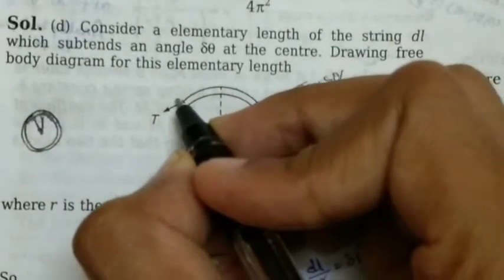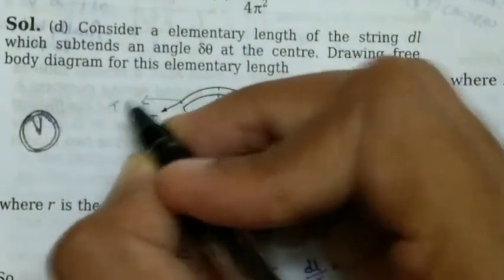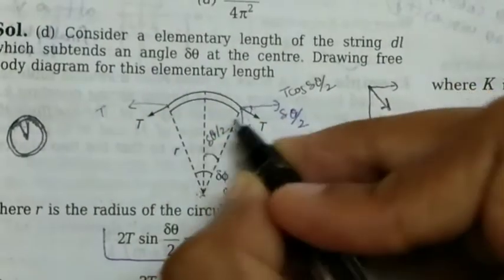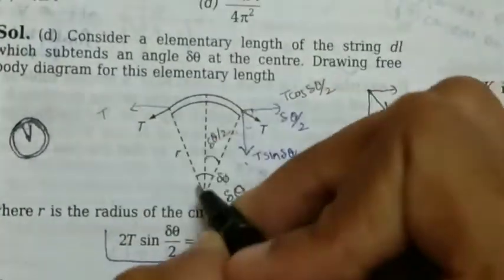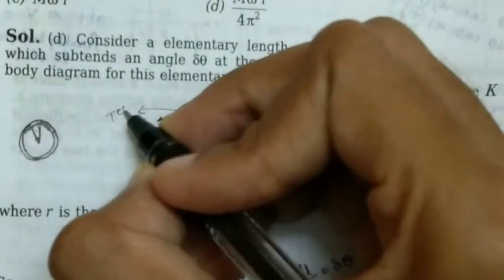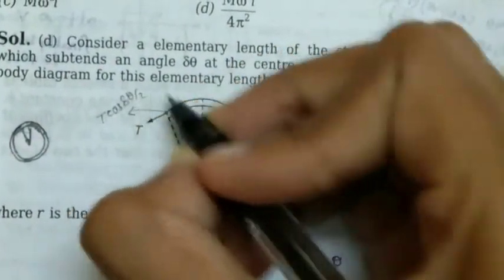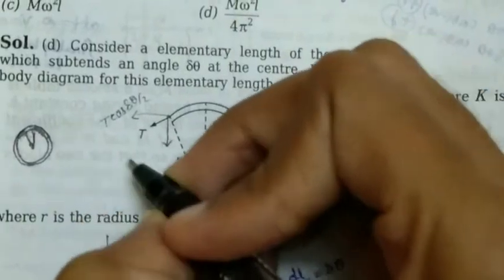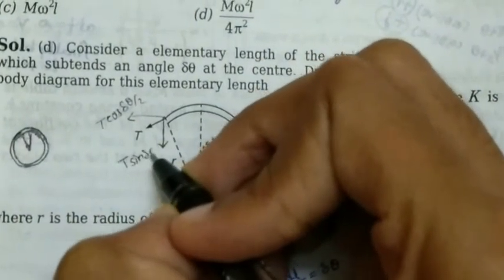And here also this is T in the same manner. Here also if we resolve like this, this is delta theta by 2, here also we would get delta theta by 2. So from there this is T cos delta theta by 2 and this is T sin delta theta by 2.